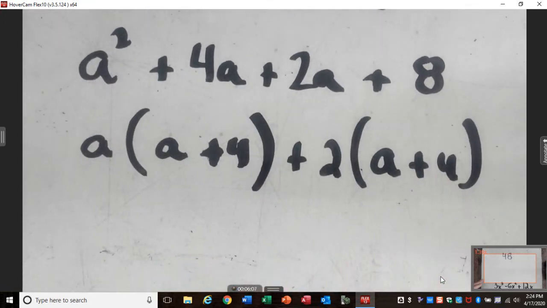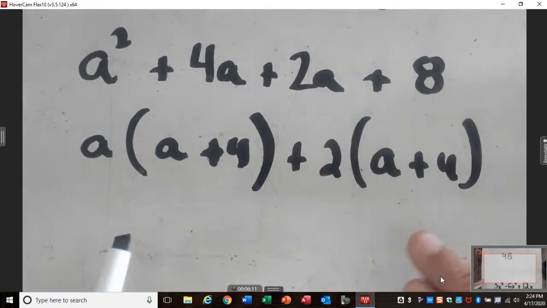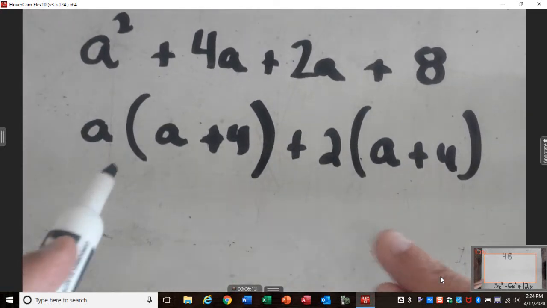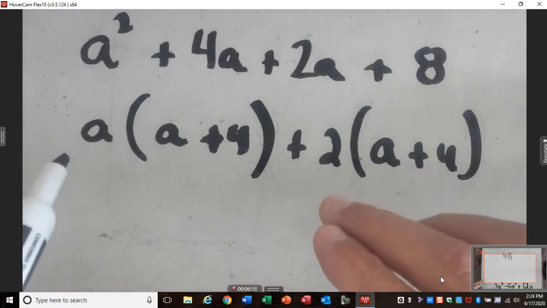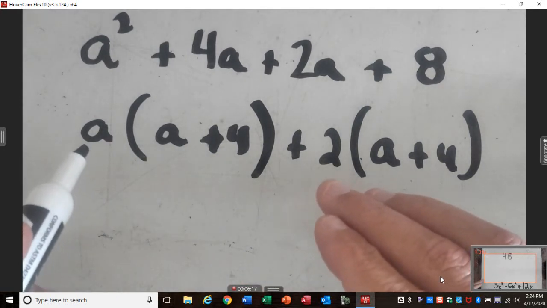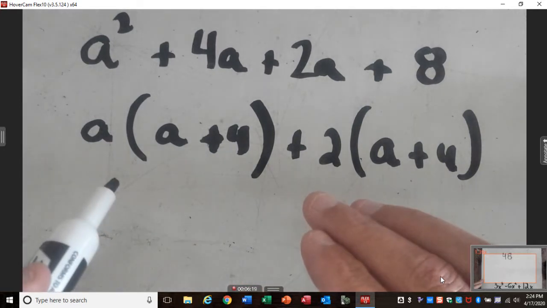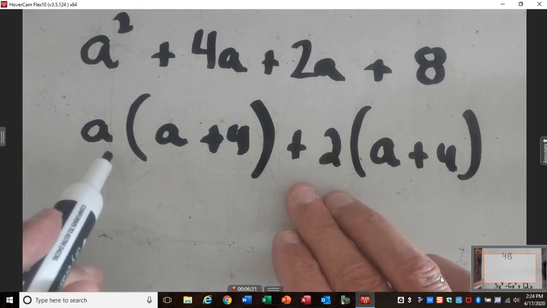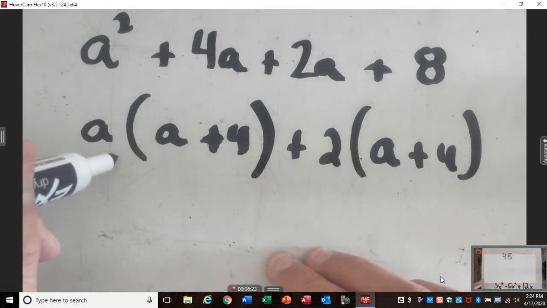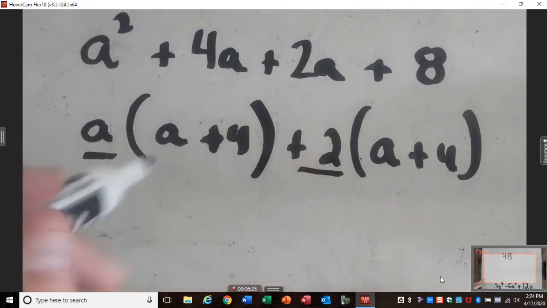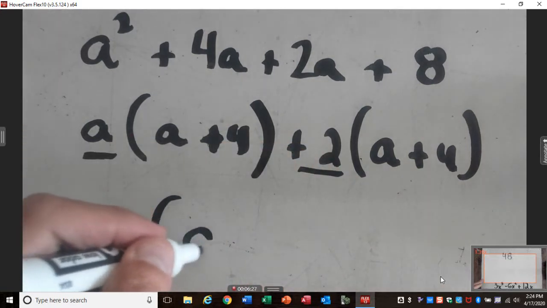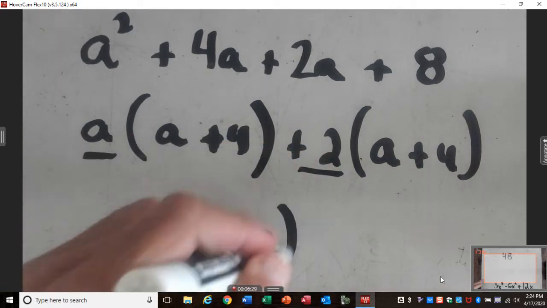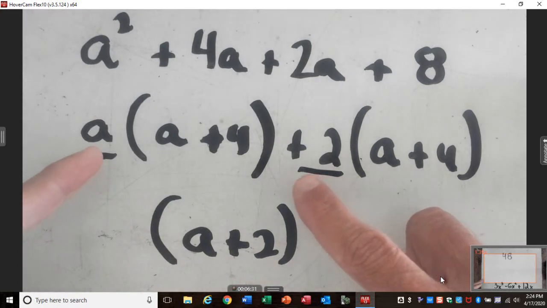Now, what you have now is a breakdown of this entire trinomial. What we're going to do now is group this together. That's why it's called factoring by grouping. Now we're going to group this together into two binomials. What we're going to do is take the outer, the A plus 2, sitting on the outside. A plus 2, we're going to write it once. A plus 2, we're going to group that together. The outer, what's on the outside, A plus 2.